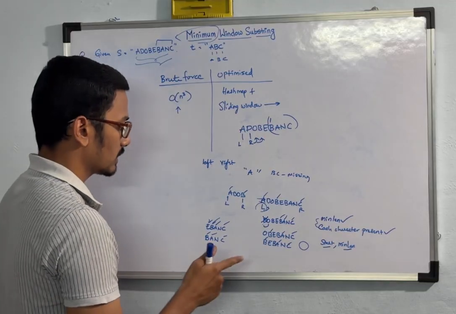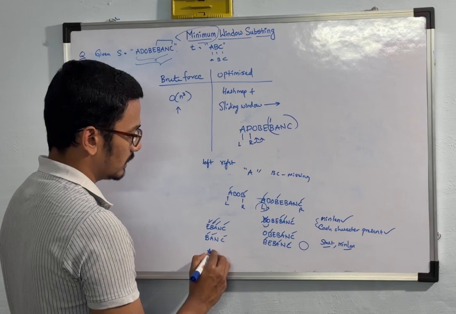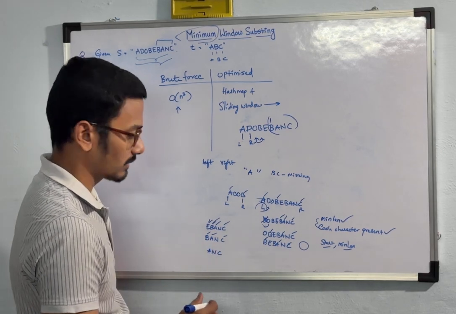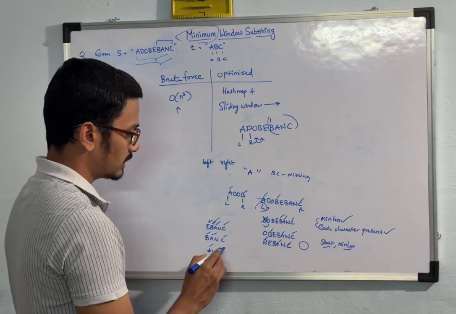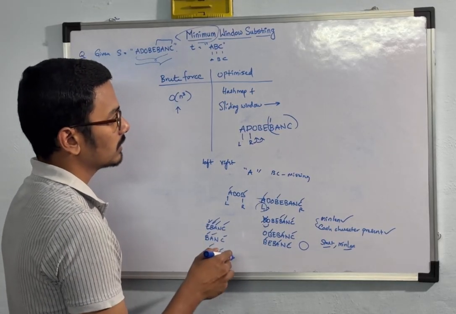So that's the thing. After this, once again I'll try to decrease A and C, but here the condition doesn't satisfy. It is minimum, but A is there, C is there, but B is not there. So the condition does not satisfy here. So that is the thing.